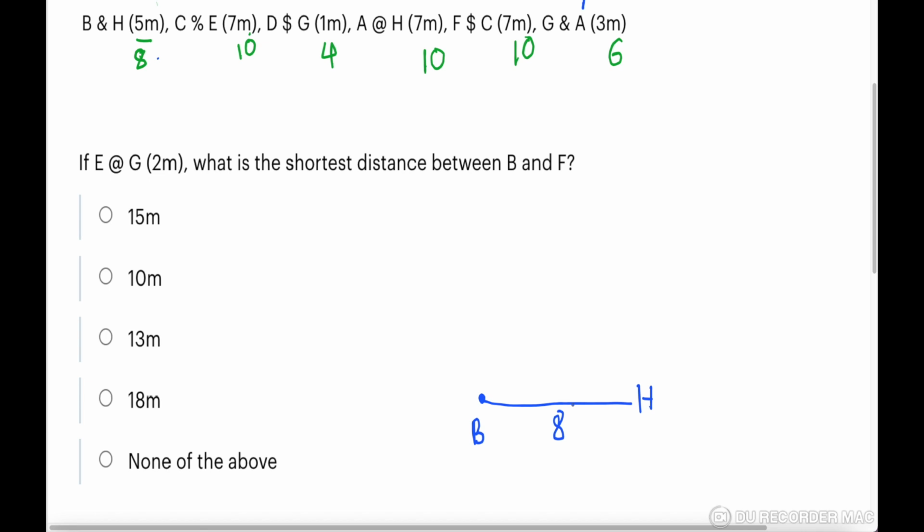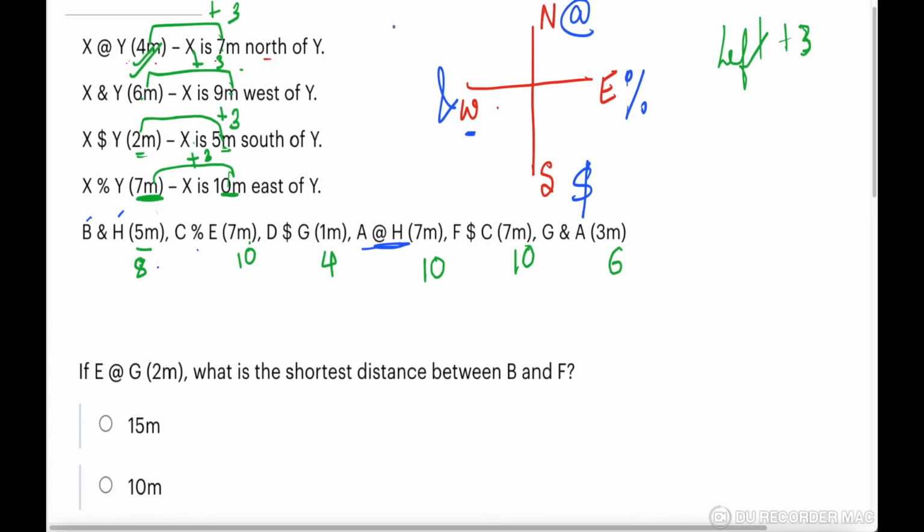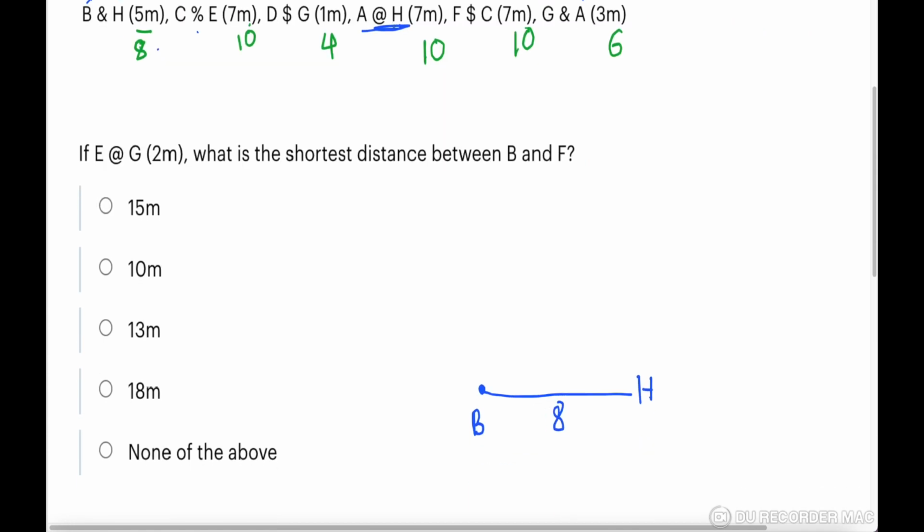Okay, then you have C and E. Don't take it now. Take another relationship which is either B or H. So here this one has H. A at the rate H. What is the meaning of at the rate? At the rate means north. So this means A is to the north of H. Okay. A is to the north of H, and how much north? It is 10. So write here 10.